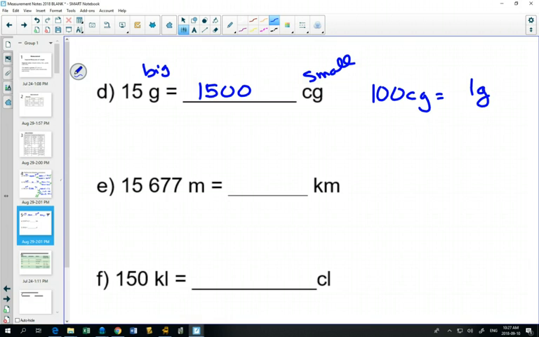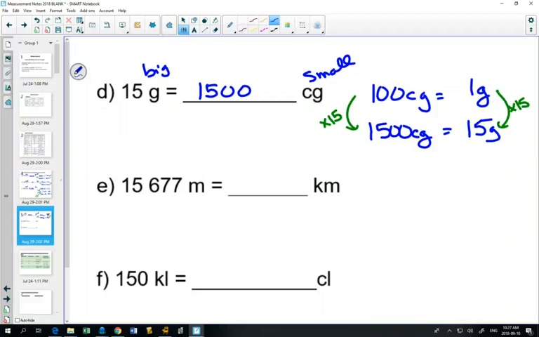Same thing here, we could use this technique and say, if I want to find out what 15 grams is, I've multiplied by 15, so I would need to multiply by 15 on this side and get 1,500 centigrams. I would like you to finish the last two, and I'll put up the answers in a little bit.